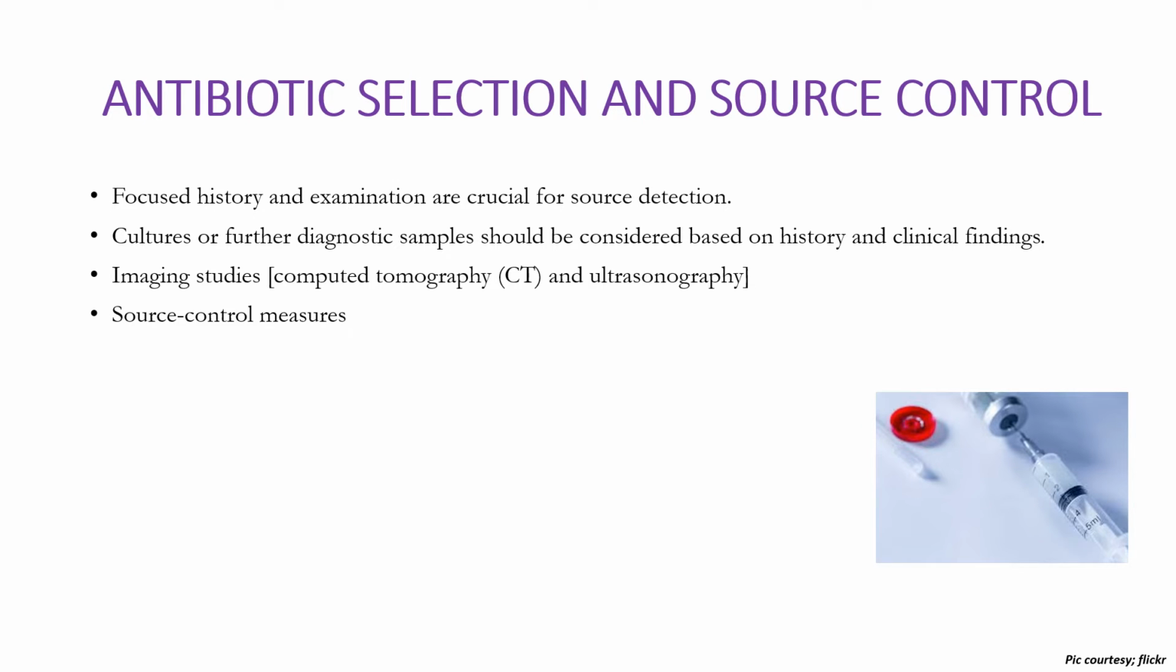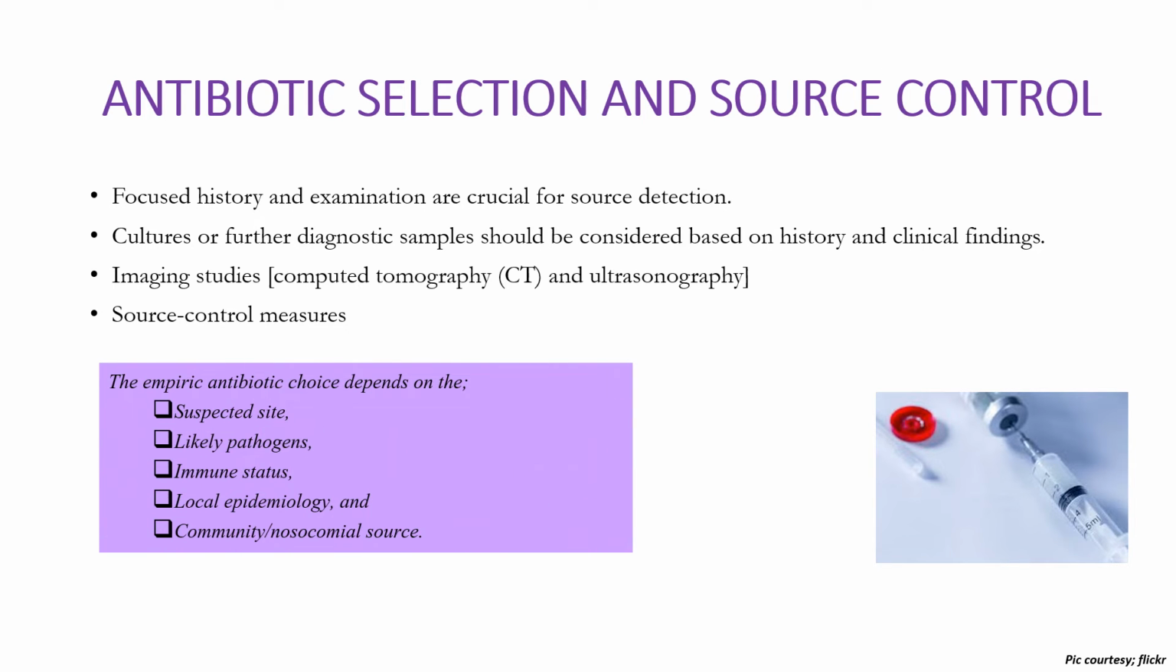For antibiotic selection, take focused history and examination, cultures and further diagnostic samples. And if you're not able to identify the source on the basis of history and examination, you can even go for imaging studies. Source control measures should be undertaken, as foci of undrained infection may not respond to antibiotics alone, and they may require surgical drainage procedures. The choice of empiric antibiotic depends on the suspected site, likely pathogen, immune status of the patient, local epidemiology, and community or nosocomial source.